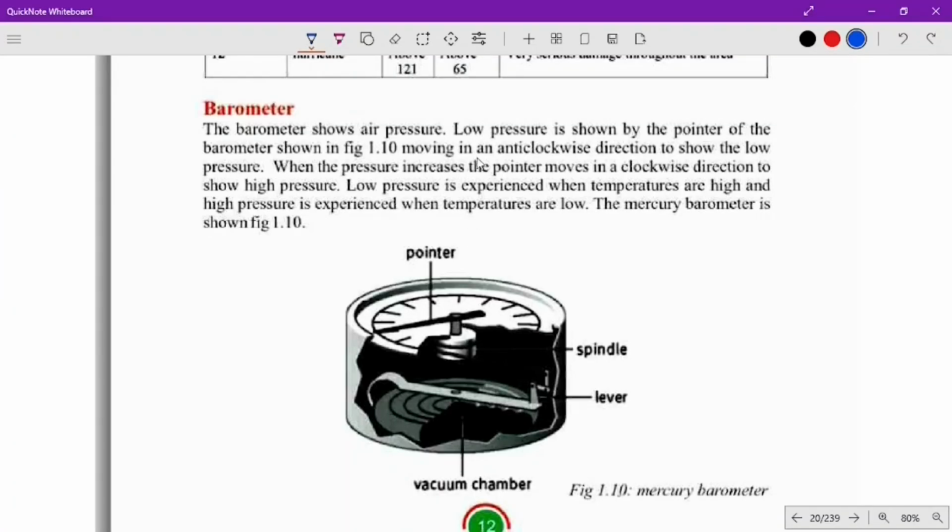Let's go to the aneroid barometer. It shows air pressure, right? Low pressure is shown by the pointer of the barometer, as it is showing us here.